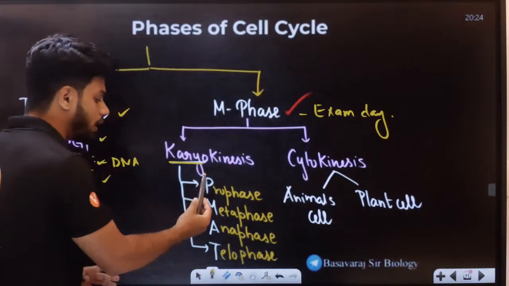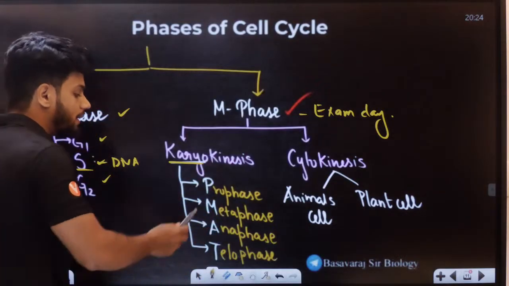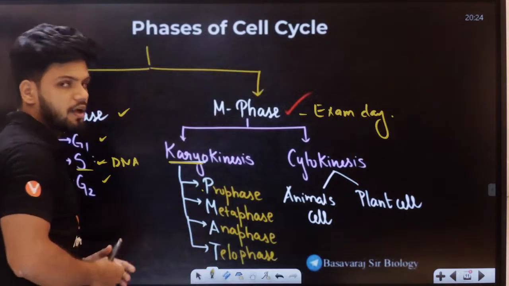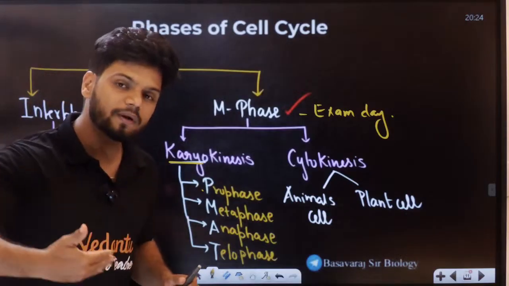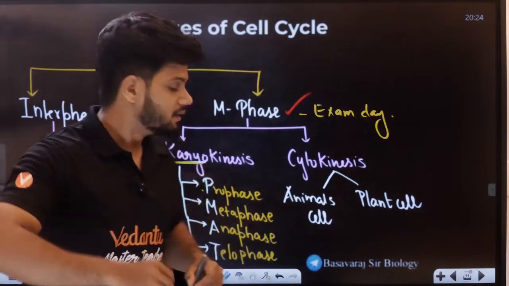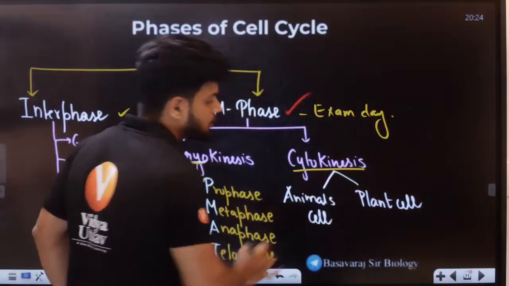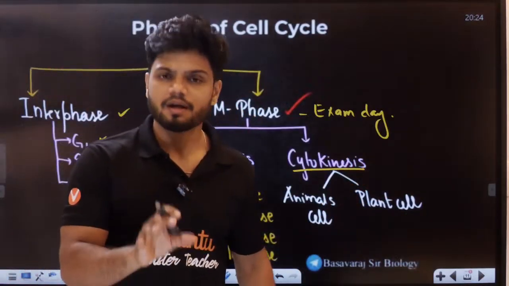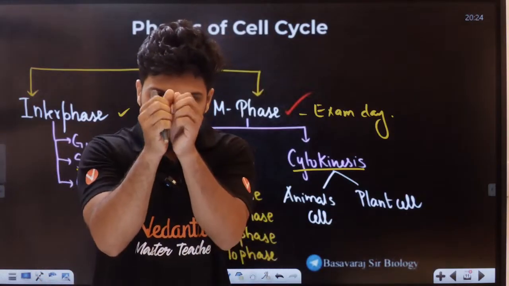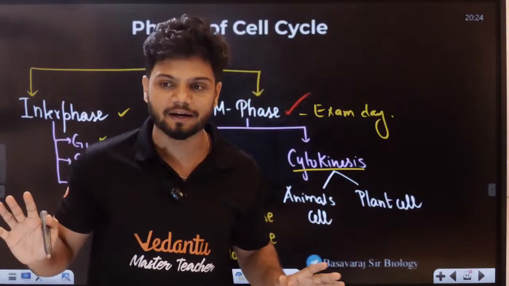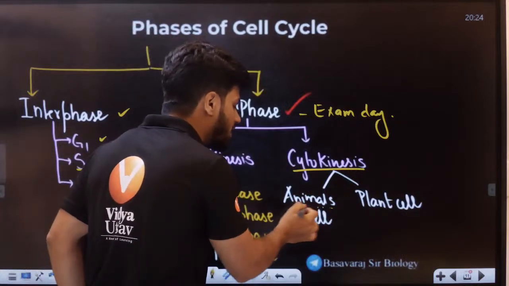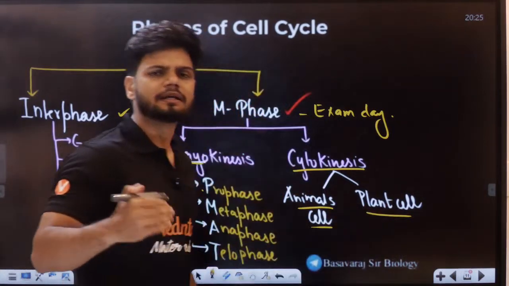So, here, students, we have 4 different steps called PMAT: prophase, metaphase, anaphase, telophase, which the cells undergo. So when the cells are undergoing all these stages, the nucleus is dividing. Once the nucleus divides, then we have cytokinesis. What exactly happens in cytokinesis, students? In cytokinesis, there is a division of cytoplasm. So first the nucleus is dividing, then the cytoplasm is dividing. All of you agree with me? So cytokinesis is dividing the cytoplasm. In animal cells it is different, in plant cells it is completely different.